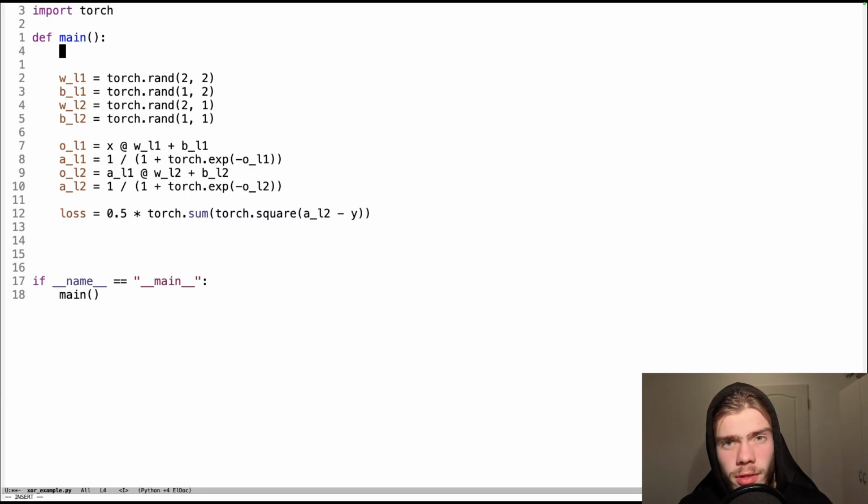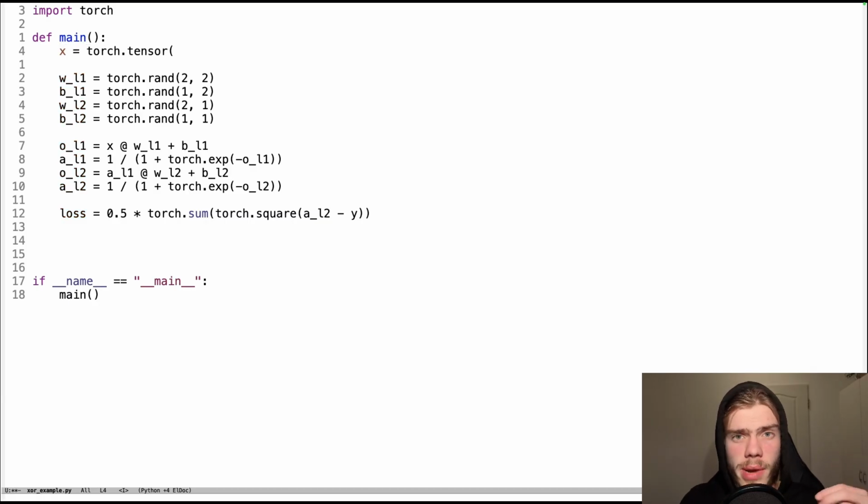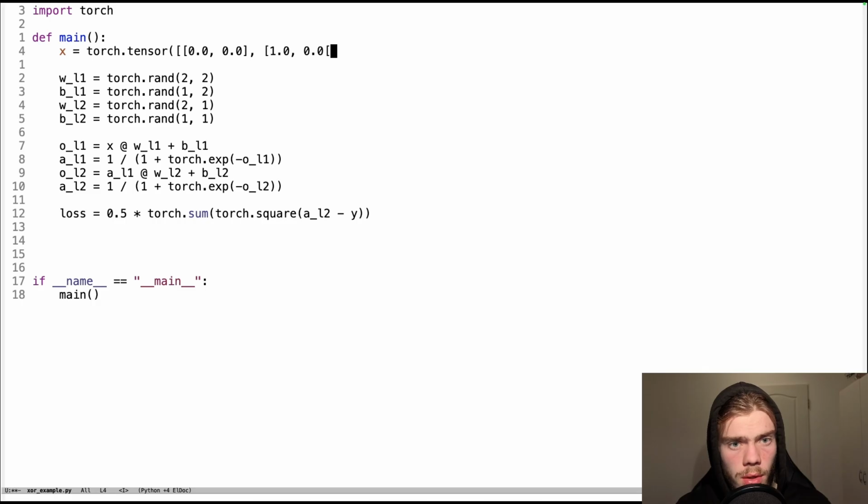So we have to define our inputs and our outputs, and we said that our input is a matrix of the number of examples in the batch by 2. So all of the possible configurations of x are 0, 0, 1, 0, 0, 1, and obviously 1, 1.